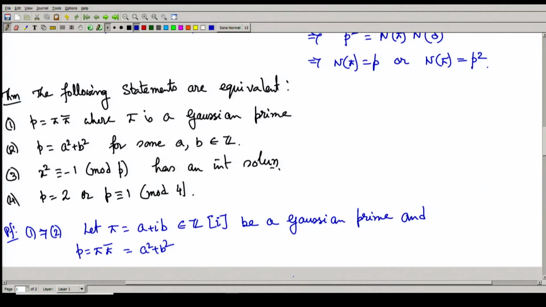So last time we were discussing this theorem and we proved that 1 implies 2, 2 implies 3. So today I will start with 3 implies 4.